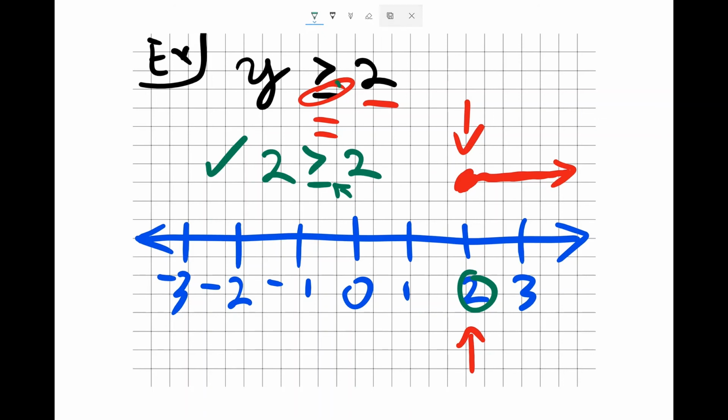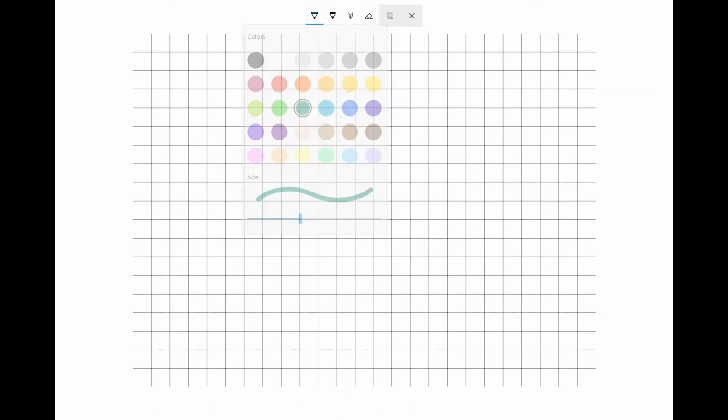So if you see the equal to portion, or as we call it in class, the little bar, you have a closed circle. Little bar, closed circle. No bar, open circle. Try to remember that. One more example and then the section is concluded.